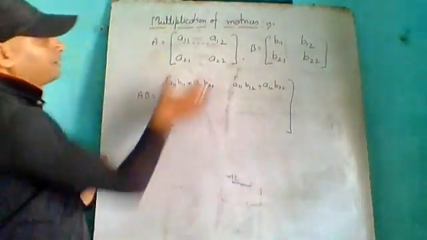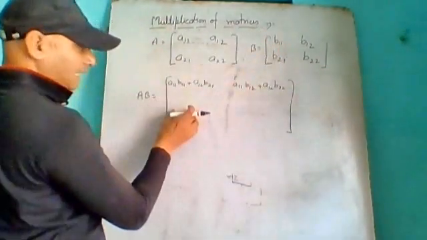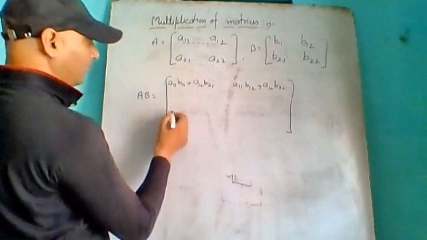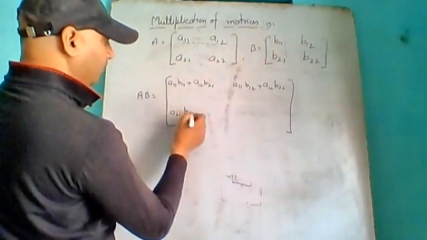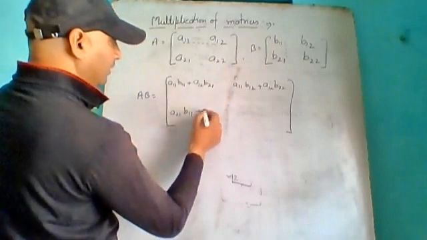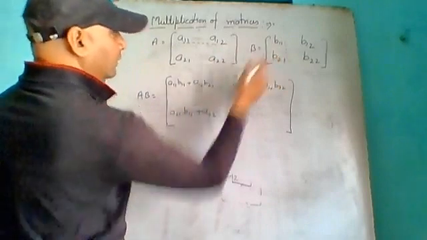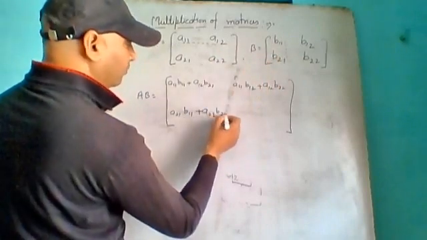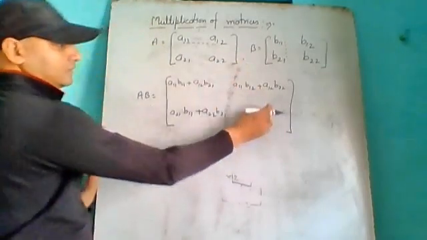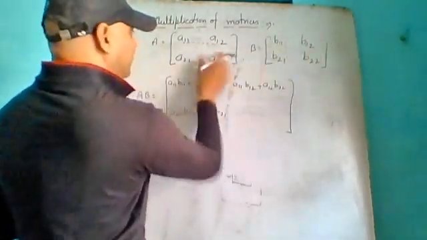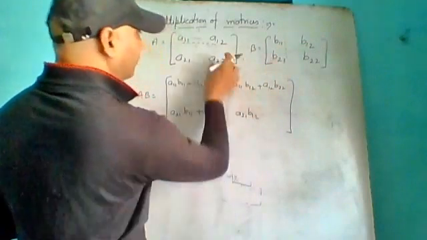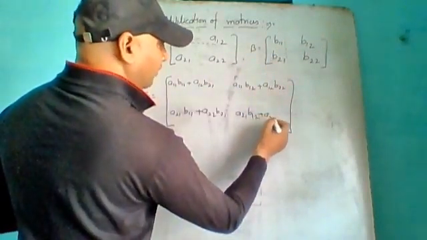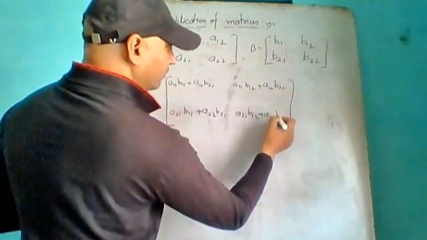Correct? Now, second row, first column: A21 with the corresponding element B11, plus A22 B21. Then the second row, second column: A21 B12 plus A22 B22.